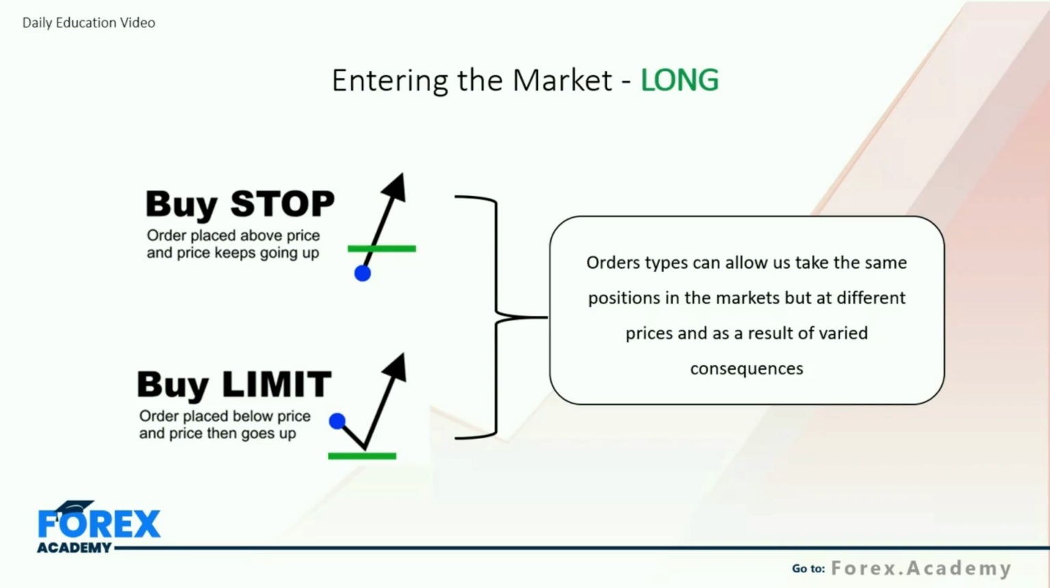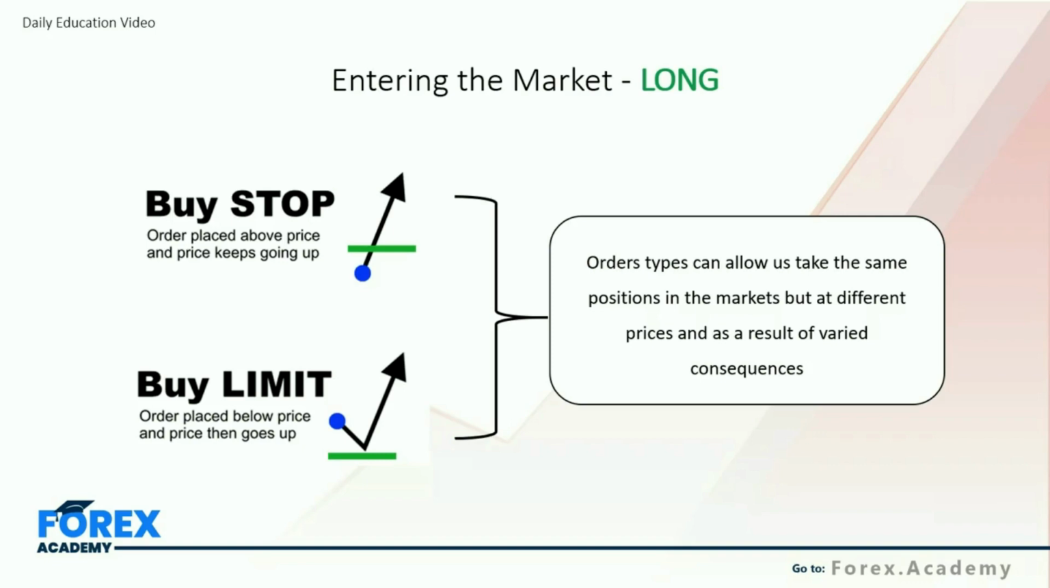So again, the order types can allow us to take the same positions in the market but at different prices, and as a result, varied consequences. A buy stop, the order is placed above the price and the price keeps going up until we reach our target. We execute the market price and we are now long that market.